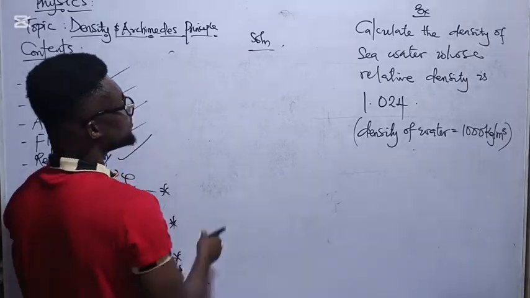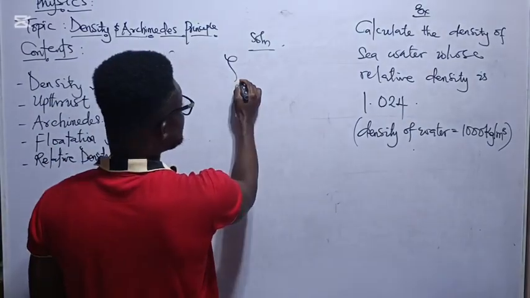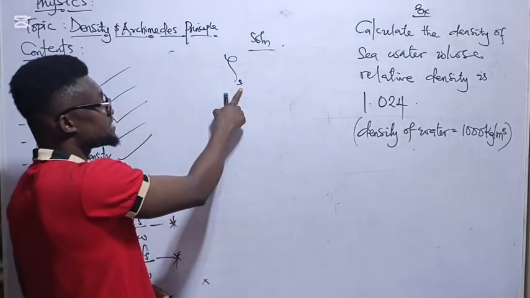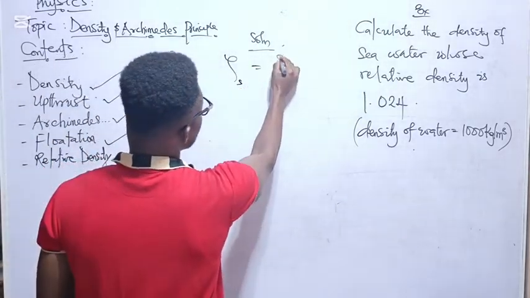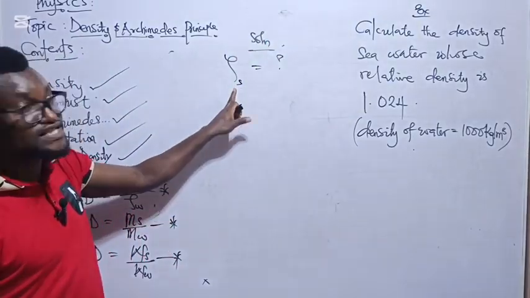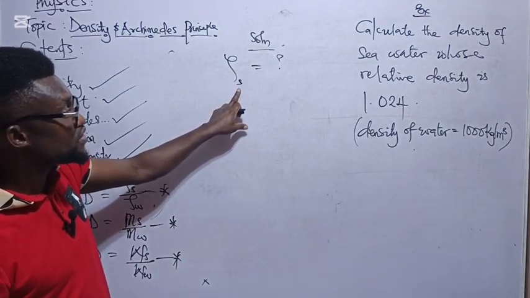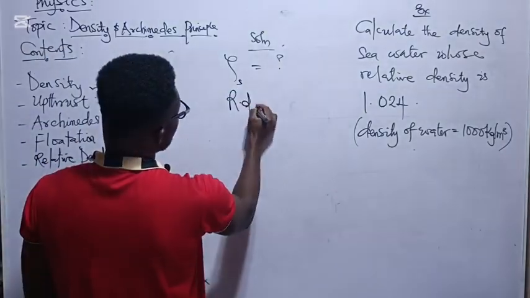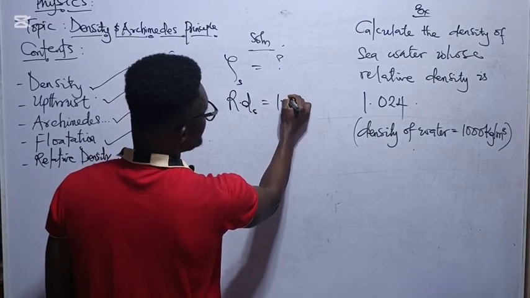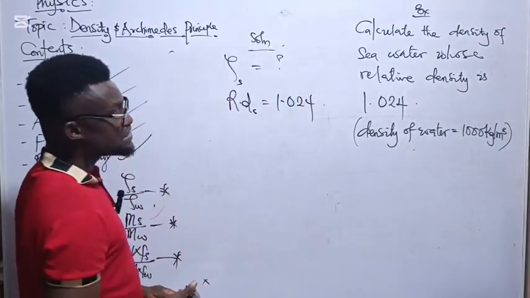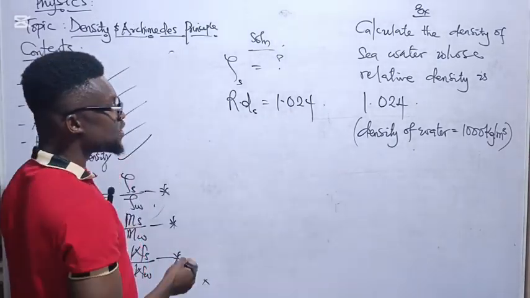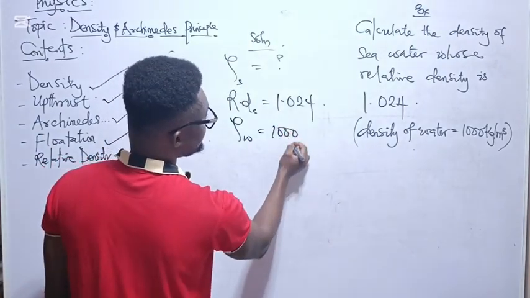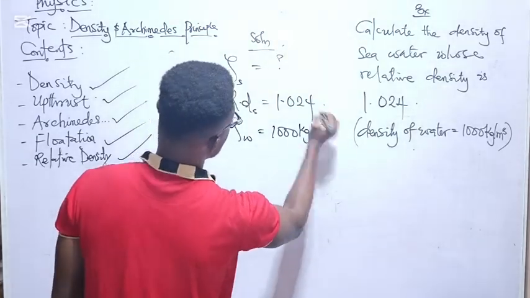Calculate the density of seawater. So we are asked to calculate the density of seawater. Let's say we have S, the density of seawater. We represent it with this symbol, whose relative density is given as 1.024. Now we have the density of water given as 1000 kilogram per meter cube.